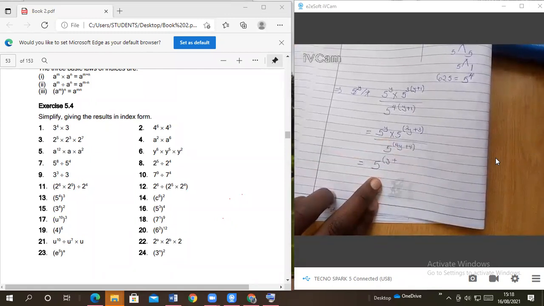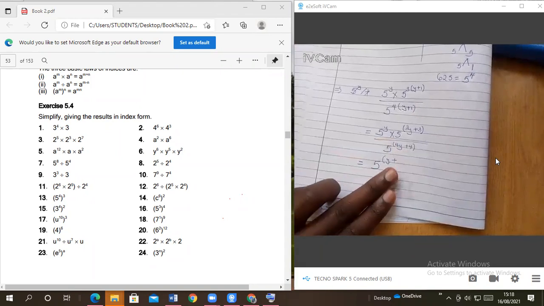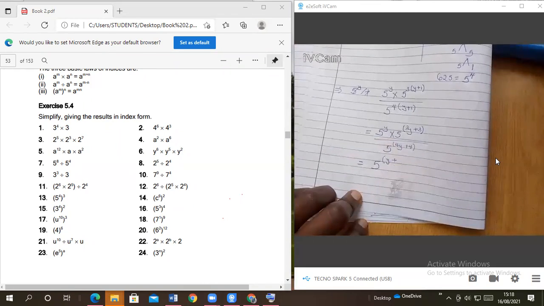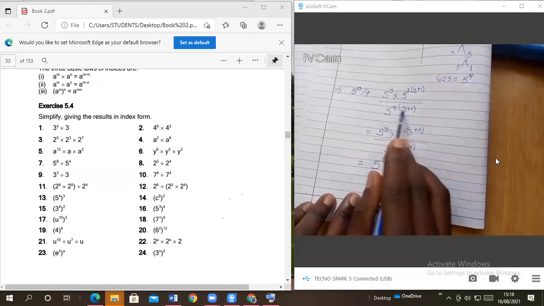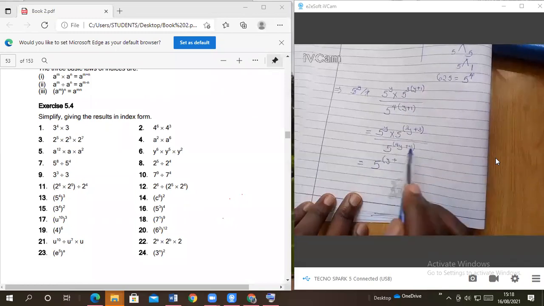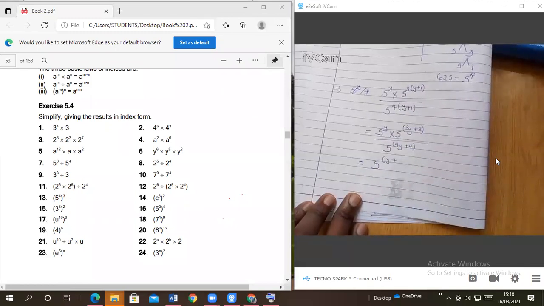Yes, is it 4y plus 4? Yes, 4y plus 4, only on this second part. When you open the bracket, it will give us 4y plus 4. Is it okay?